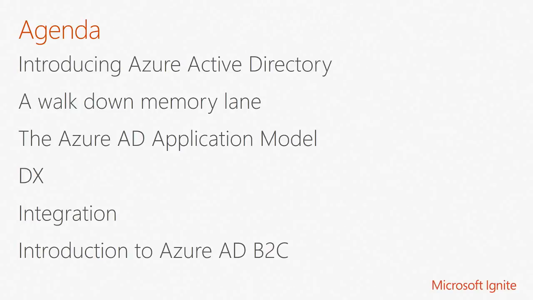So we'll be introducing Active Directory, just showing some of its features in regards to resilience, performance, and scalability. We'll take a walk down memory lane. So we'll talk a little bit about authentication strategies and how we've been doing it over the years and what's important now. We'll talk about the application model, which is probably one of the most important things in the way that Azure Active Directory allows you to provision applications and assign permissions and delegate permissions to other resources.